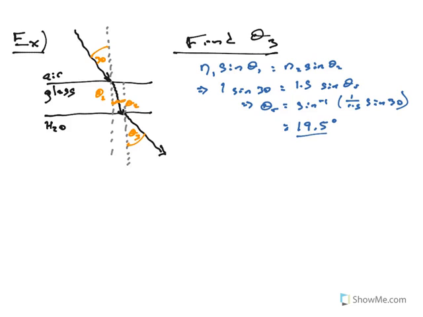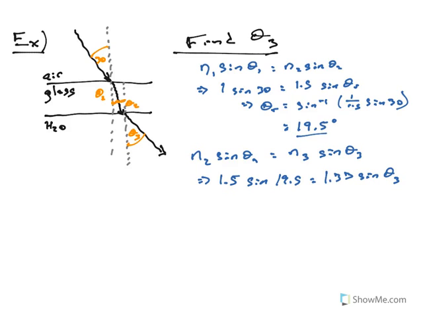What I want is the water. So I continue along and I say, okay, now that I know this, I'm now going from the glass, so n2 sine theta 2, into the water, n3 sine theta 3. All right, so n2, what's the 2 stuff? Glass, 1.5. Sine theta 2, well, I just calculated theta 2. It's 19.5 is equal to, what's 3? 3 is the water, and n3 is 1.33. Sine theta 3, which is what I want to find.